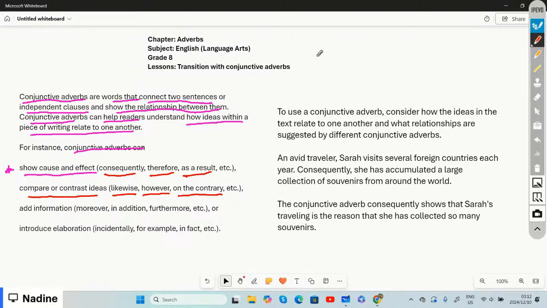And then if we want to add information, so a conjunctive adverb can also add information. And when we add information, then we use words like moreover. A commonly used one is in addition. Furthermore. These are words that give us an idea that conjunctive adverbs add information.